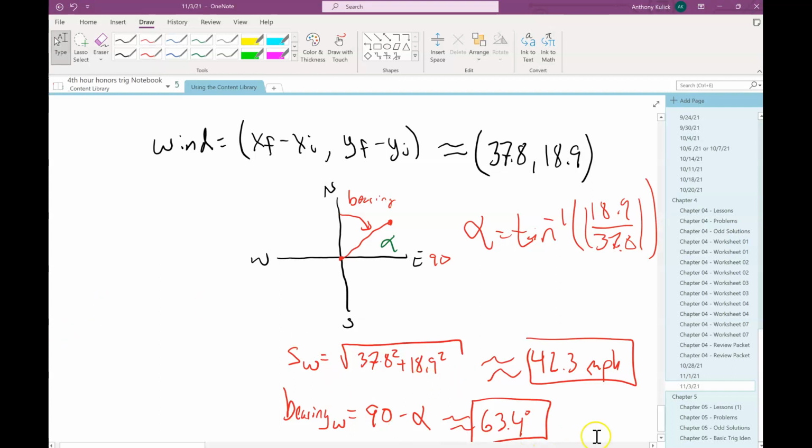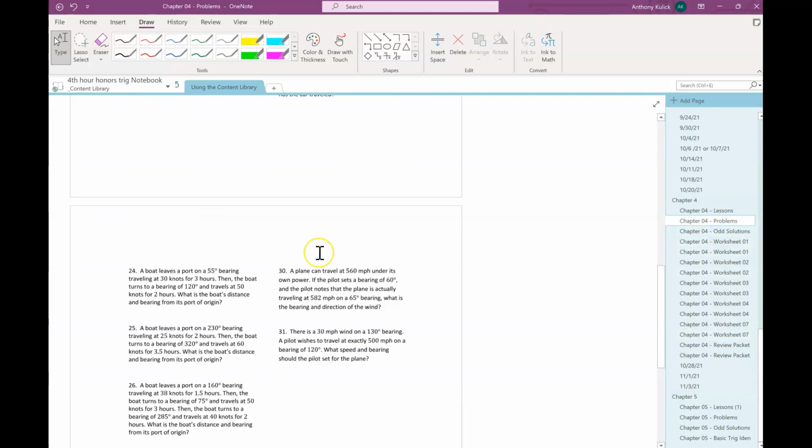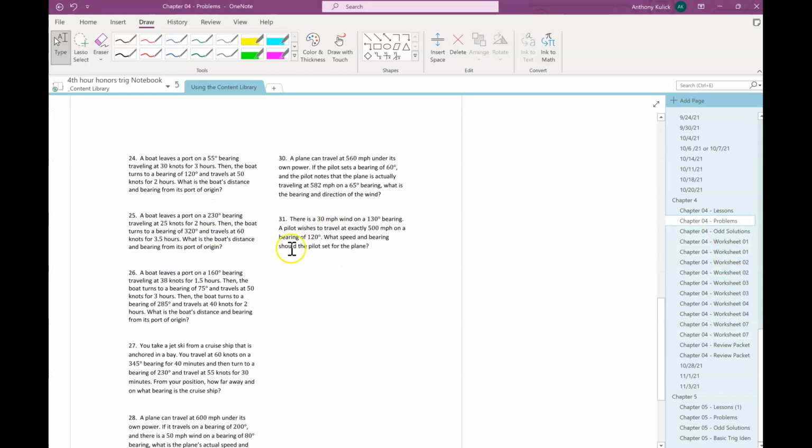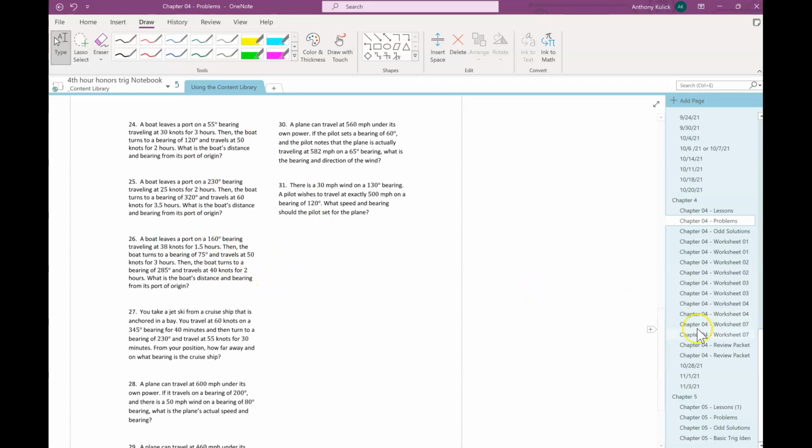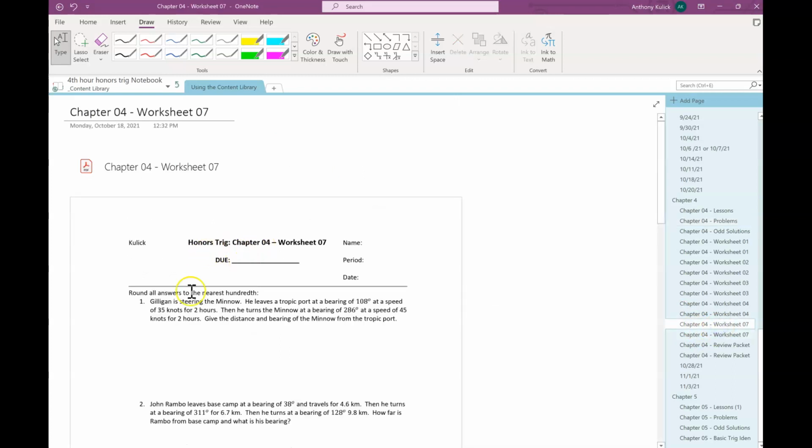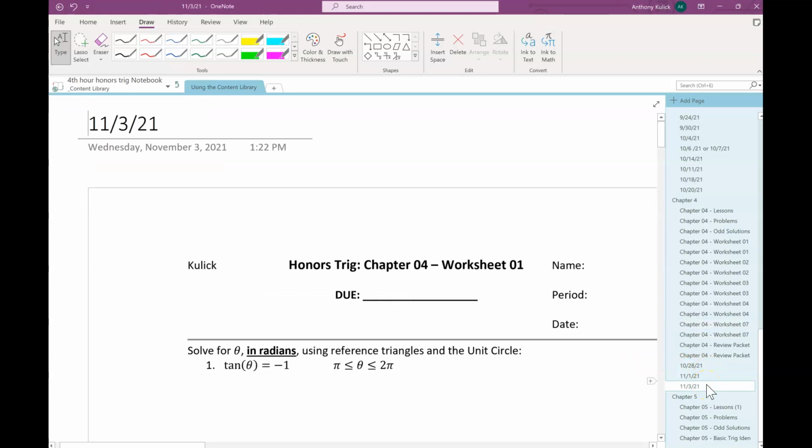So at this point, you guys should be able to now do the problems 24 through 31. So the rest of these problems here, and worksheet 7. We're going to put both of those not on this coming problem set, but the problem set for next week, which I've noted on the board here, right?